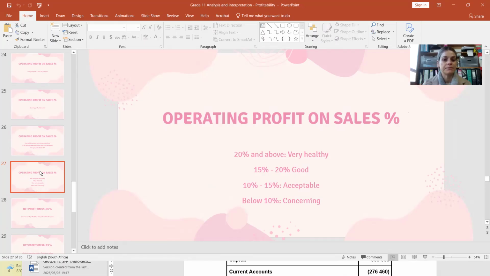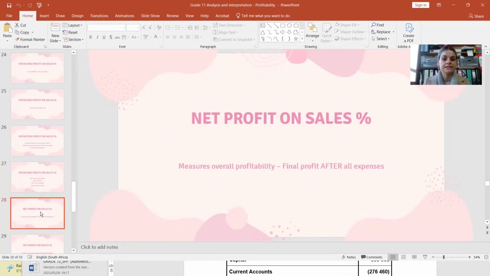And then when we're looking at below 10%, we are going to say that this is concerning. We aren't retaining enough of our sales in operating profit. So it goes hand in hand with your operating expenses on sales. That's, I think, where it cut off previously.